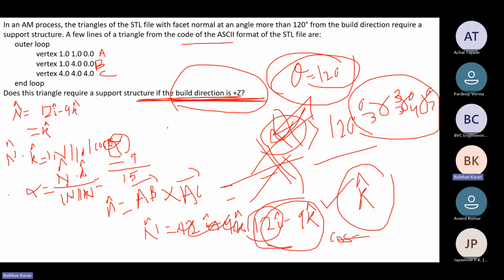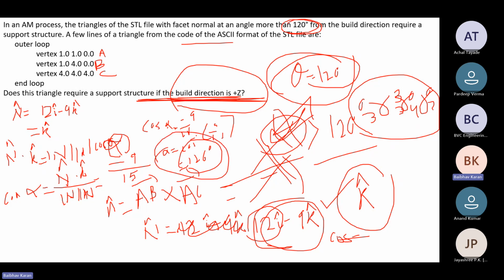So cos alpha equals minus 9 upon 15. So alpha will be equal to cos inverse of minus 9 upon 15, which is approximately 126 degrees. The question says the critical value is 120 degrees, but we are getting an alpha value of 126 degrees, which is 6 degrees higher. That means a support structure is necessary.